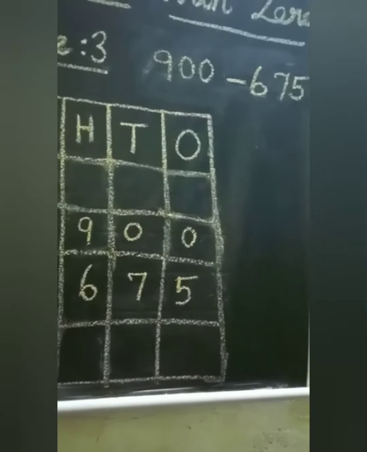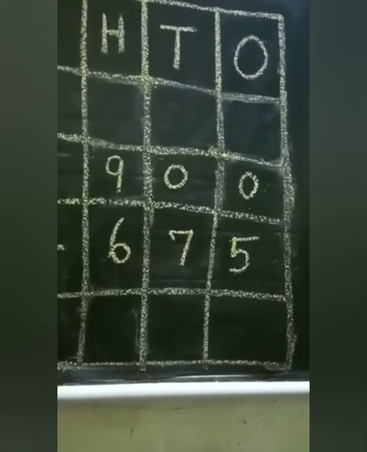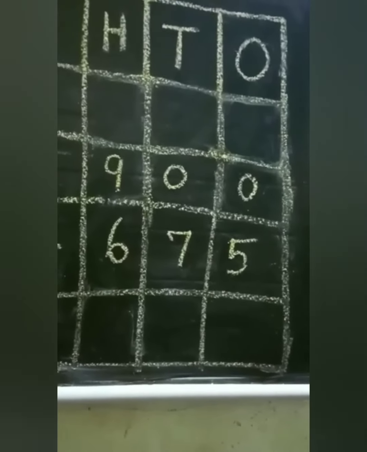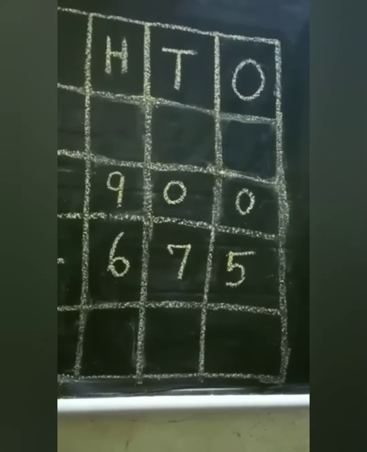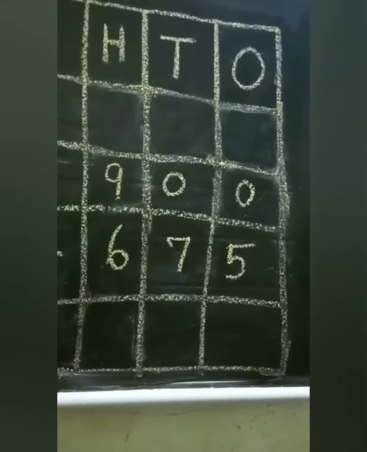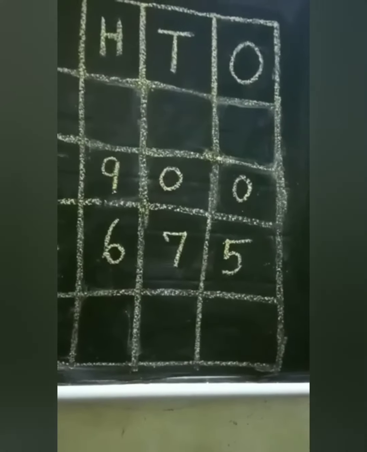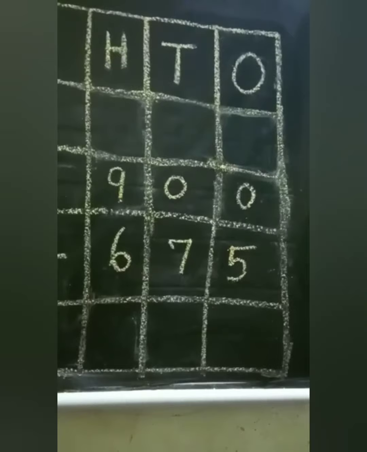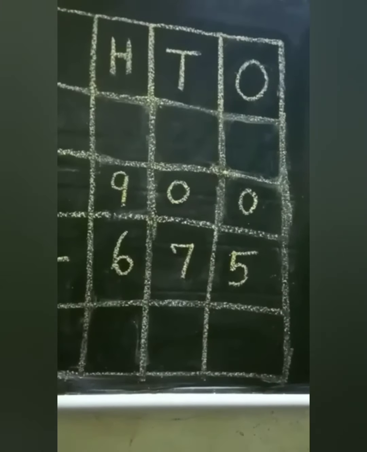Example 3. 900 minus 675. First you have to mention this question in place value chart. Okay. Now listen. We have 0 and 5 at 1's place, 0 and 7 at 10's place, 9 and 6 at 100's place. You just concentrate on 1's place first. We have 0 and 5, smallest number at top, is it? So what will you do? You have to take borrow. From where? From 10's place.